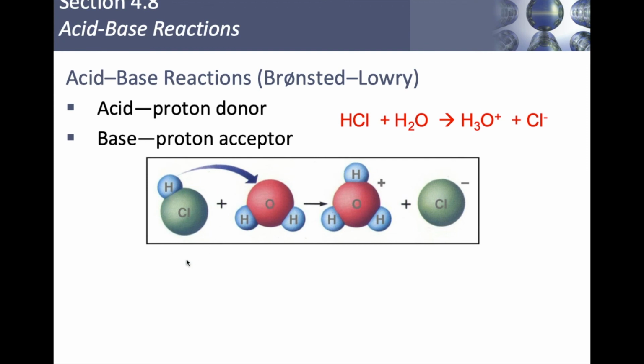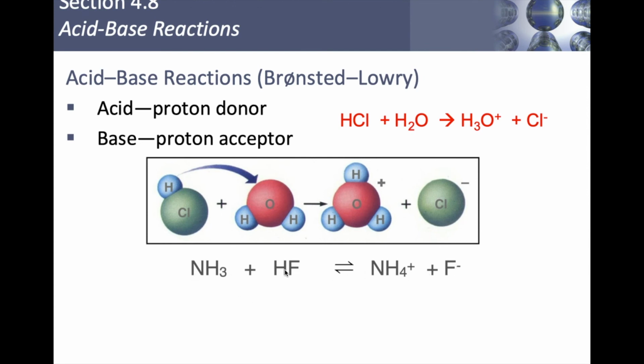So if we're looking at that in pictures, it looks like this. This H is going from here, and now it's sticking to the H2O to make H3O+. That means that HCl is my acid, and H2O in this situation would be my base. Another common example here, we have NH3 plus HF, and we're getting NH4+ and F-. So we have ammonia, we have hydrofluoric acid, and then we're making an ammonium ion and a fluoride ion.